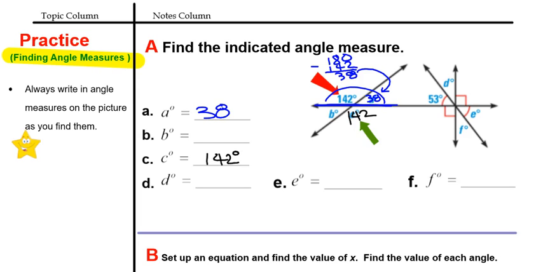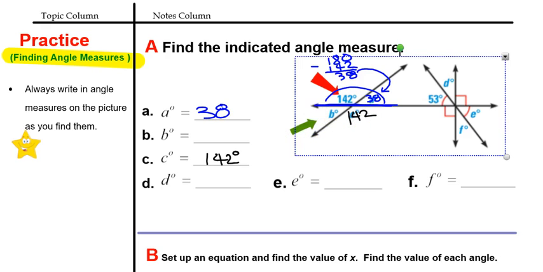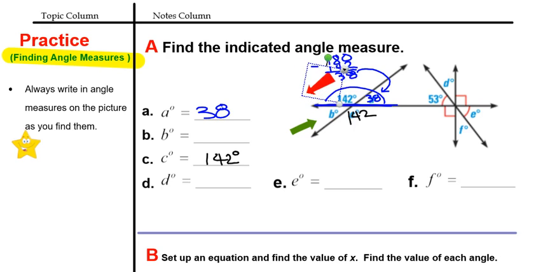And then we talked about those vertical angles that point at each other. That makes this guy right here and this guy right here my next set of vertical angles. They point right at each other, and that makes angle B also 38 degrees. So we have everything on the left-hand side all filled in. Now we're going to jump over to the right-hand side.